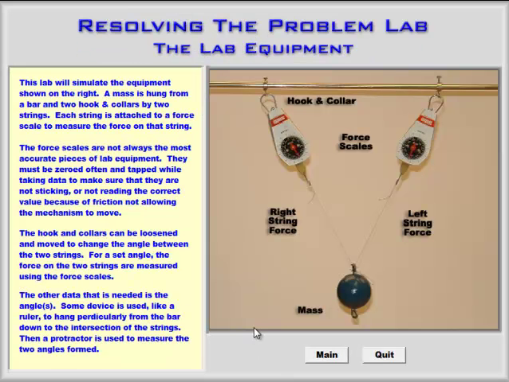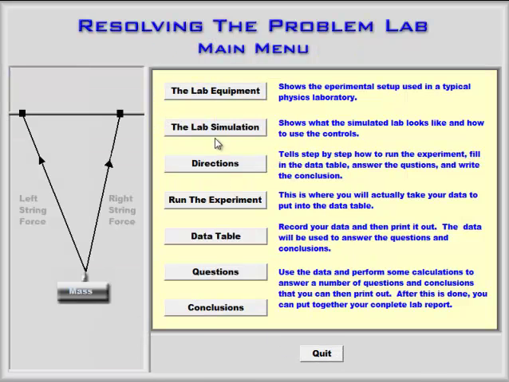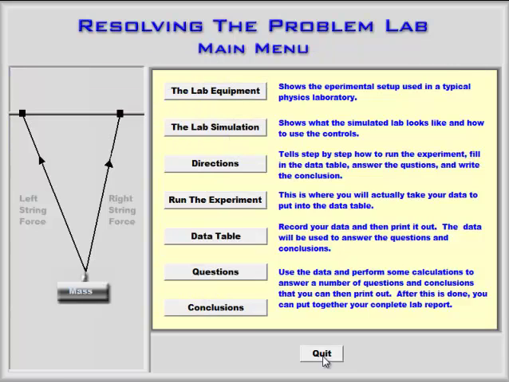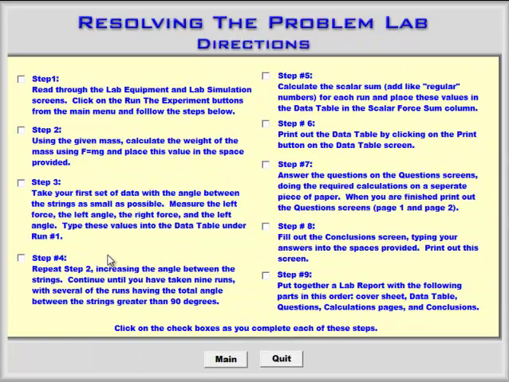First of all, it shows the students the lab equipment, what they would look like in the real world. Talks about the simulation and how the simulation works. But there's a center line. There are two strings. There are a set of directions that take the students step by step, and they can say, yes, I read through the lab equipment and lab simulation screens, to using the given mass calculate the weight, and so on.